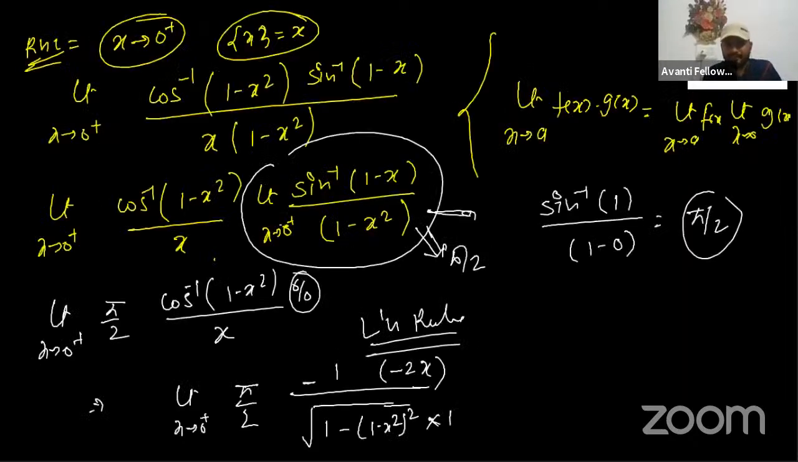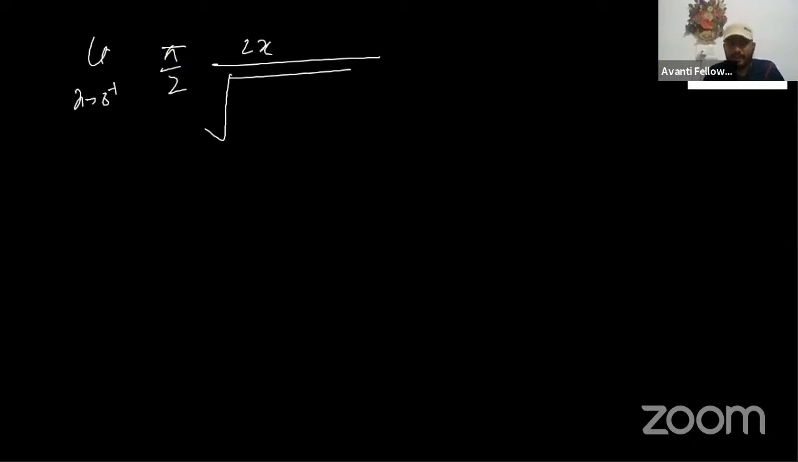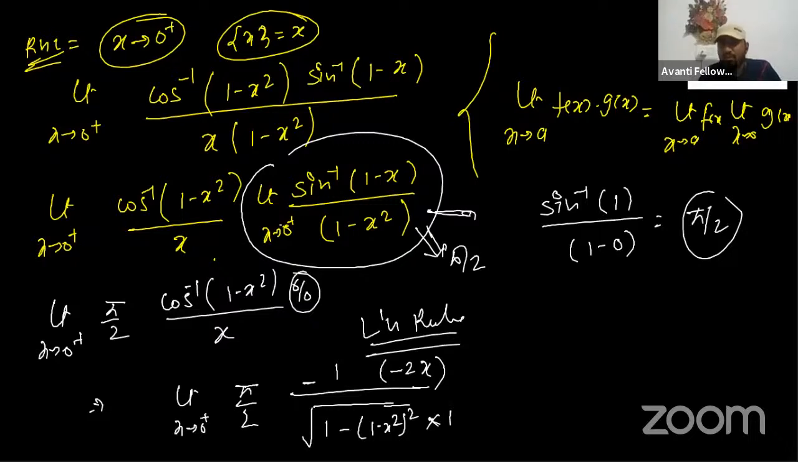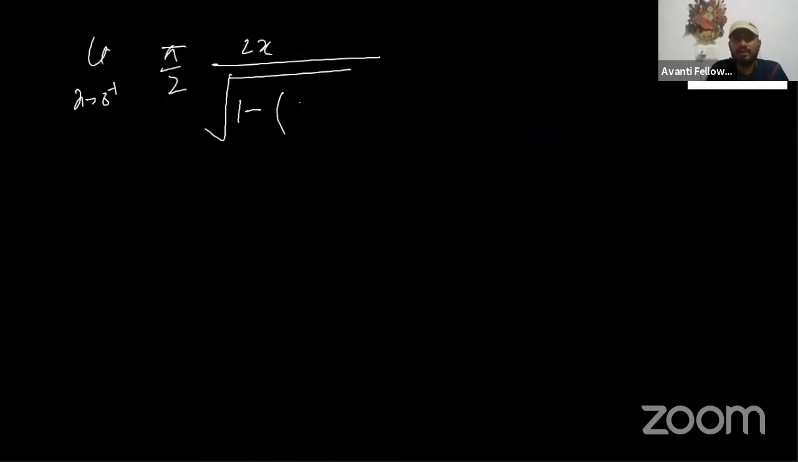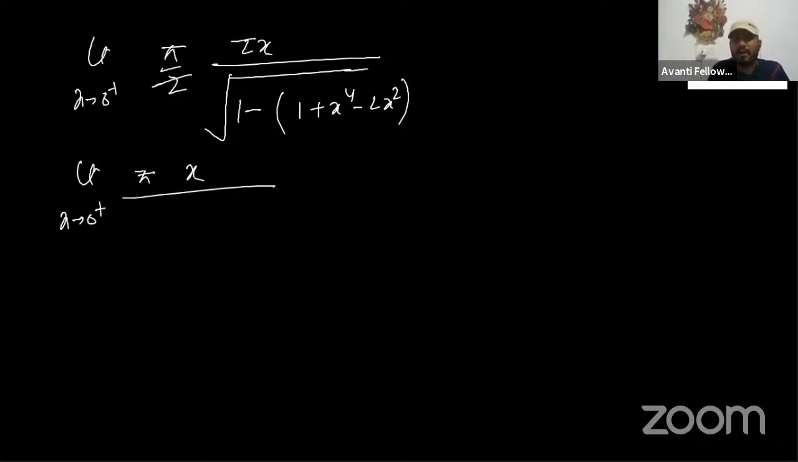Now what will this thing become? Limit x tending to 0 positive, pi by 2. The minus will become plus. You have 2x upon the square root. When you open 1 minus (1 minus x square) whole square, this will become 2x square minus x to the power 4. So this 2 gets cancelled out. You have pi x upon the square root of 2x square minus x to the power 4. Got it?